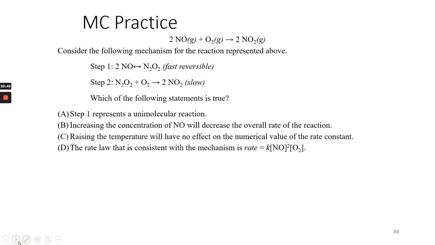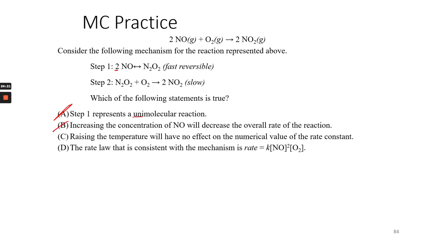So let's try this multiple choice practice problem. Consider the following mechanisms for the reaction represented above. Which of the following statements is true? Step 1 is a unimolecular reaction. Unimolecular means one molecule, but look, there's a 2 here. So I have 2 molecules, so A is not true. Increasing the concentration of NO will decrease the overall rate of reaction. NO is a reactant. Increasing the concentration of a reactant will always increase your rate. So this is false. Raising the temperature will have no effect on the numerical value of the rate constant.